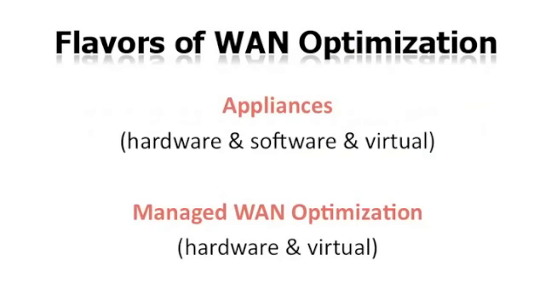A couple of flavors that WAN optimization is being delivered these days. You've got appliances, whether they're hardware, software, virtual machines. You've got all that going on with appliances these days. And then you've got managed WAN optimization, which is gaining ground in popularity, and those come in both hardware and virtual solutions.